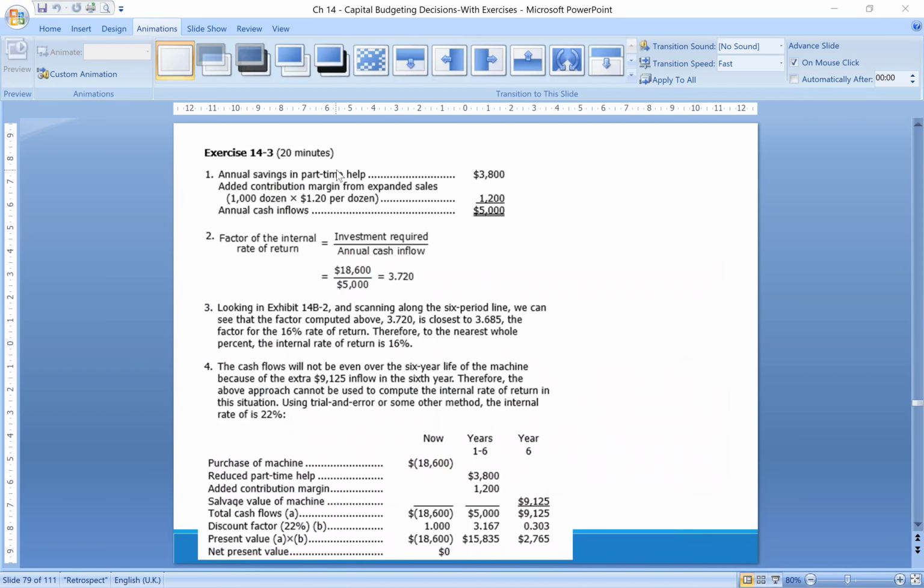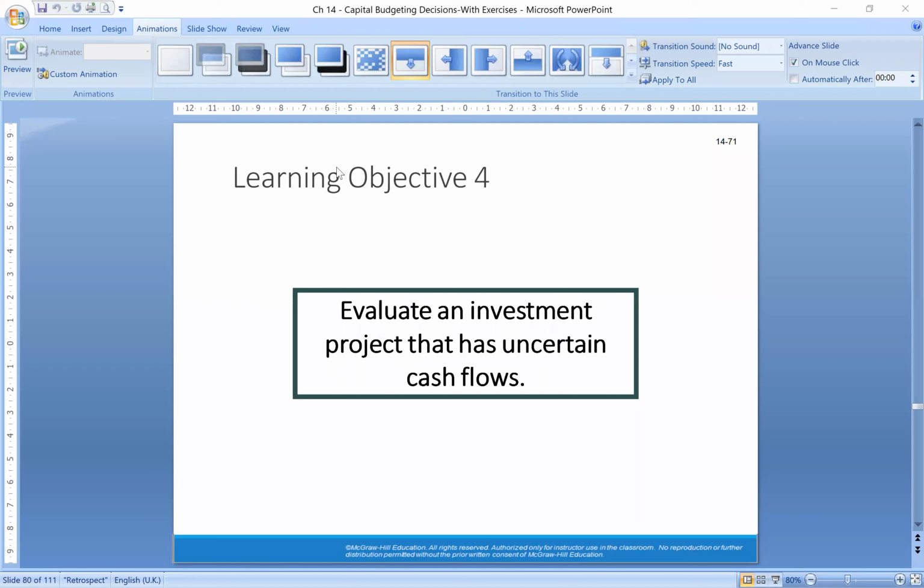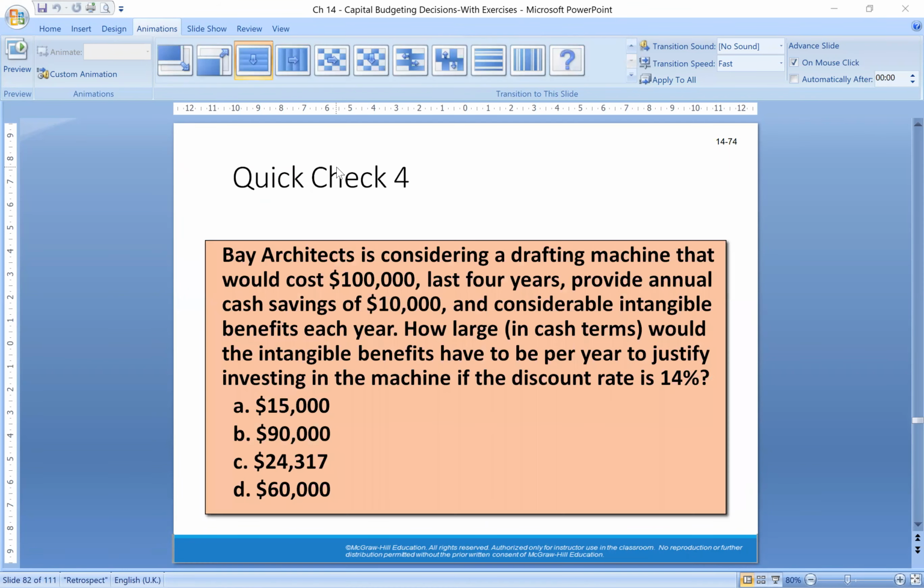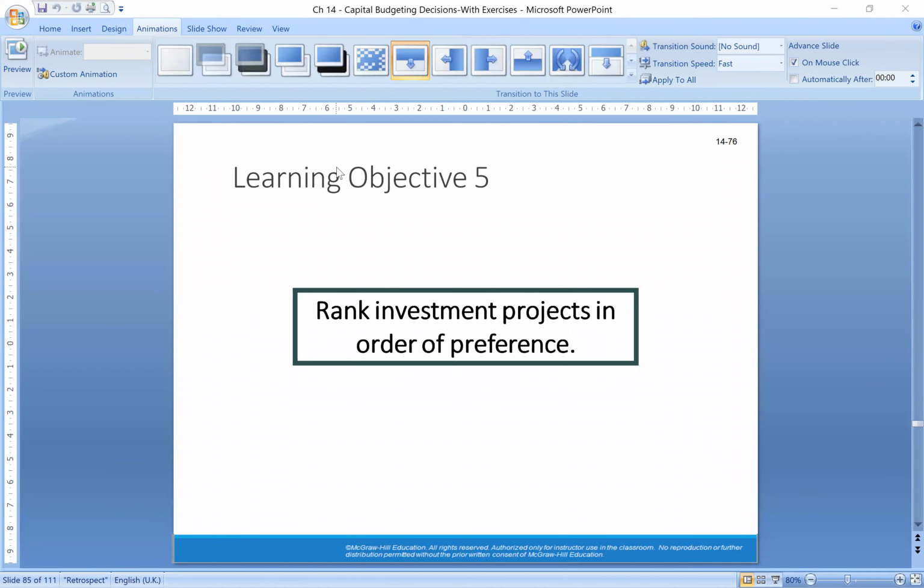I will skip the uncertain cash flows. Objective 4, maybe later. And I will go to 5.